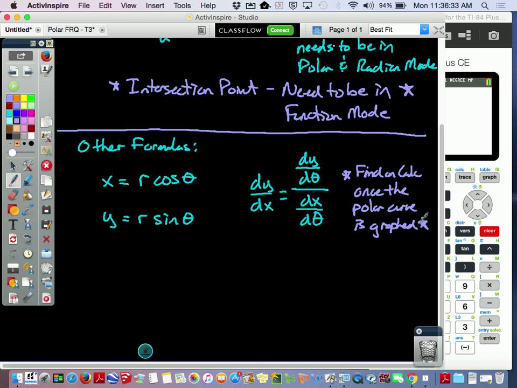So when we find dy dx, you go to second trace and it will calculate out dy dx for you. So the Math 8 button won't work to find dy dx. It will only work once the polar curve has been graphed. And then I'll just say second trace, and then you'll be able to get dy dx. So those are the big formulas we want to make sure we have memorized.